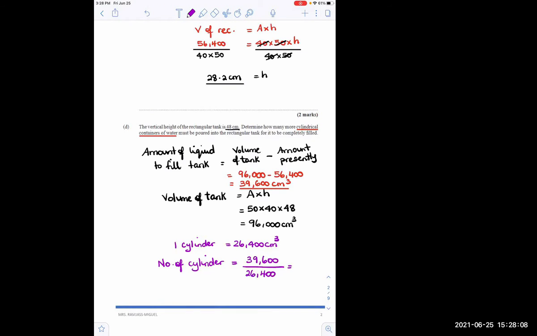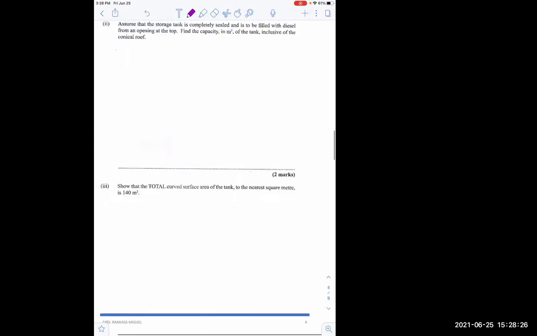One, 1.5 meters. 1.5. So a 1.5 cylinder will completely fill my rectangular tank. Do you all understand that? Yes, Miss. All right, we're going again.